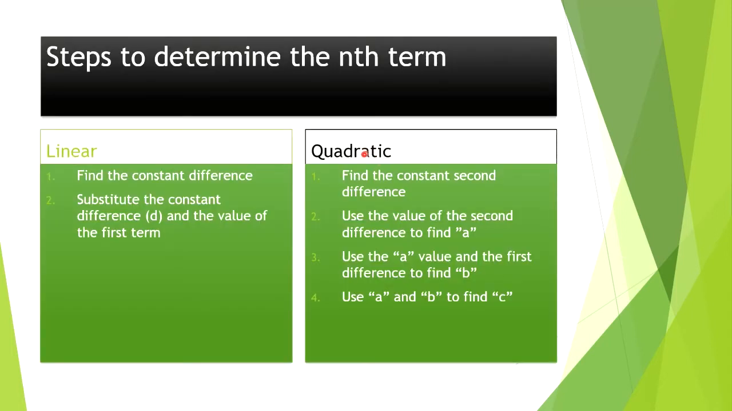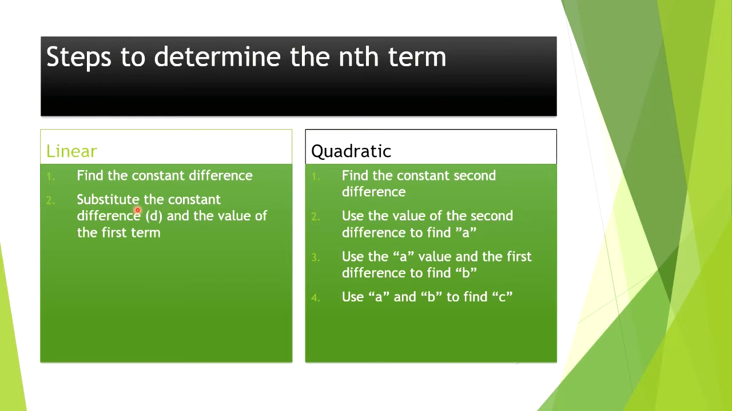So these are the steps to determining the nth term for the linear and the quadratic patterns. For the linear patterns, you have to first find the constant difference. The constant difference is the second term minus the first term. It's basically the value of the second term minus the value of the first term, the value of the third term minus the value of the second term, and so on.